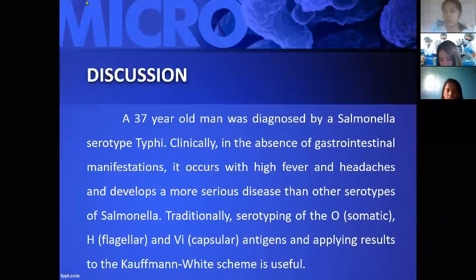In terms of confirming the diagnosis of Salmonella and defining the serotype name, applying results to the Kauffman-White scheme is useful. Salmonella Typhi are bacteria that infect the intestinal tract and the blood. The disease is referred to as typhoid fever, which is different from cyclic or periodic fever, a genetic condition that is very rare.